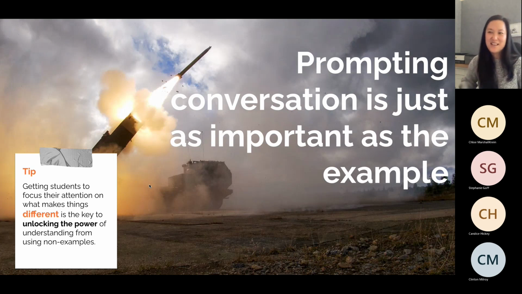So I found this example. A lot of visuals are actually great examples. Here's an example of something you could put up: there's a boat, but there's no water. There's a random rocket flying. If you just showed this to students and gave them no prompting, they would have no idea where to begin. But if you ask them, just starting off, what do you notice? Just writing out what you see. What's the same, what's different, and then getting them to understand. It really is unlocking the power of understanding from using non-examples by getting them to articulate what is different.